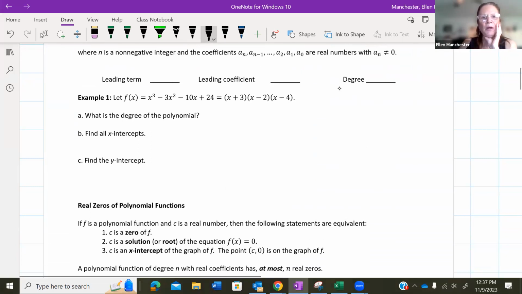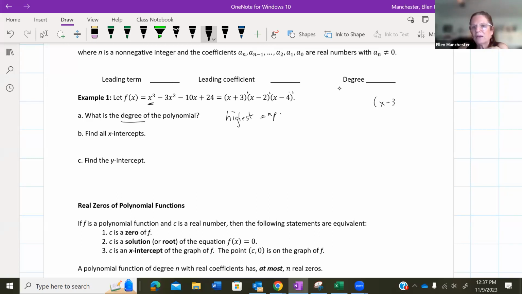So degree of a polynomial. The degree of the polynomial is the highest exponent. So in this case, your highest exponent is 3. So it's a third degree polynomial. If something is already factored, you count the exponents on the outside. So 1, 2, 3. That's how you find the highest exponent.